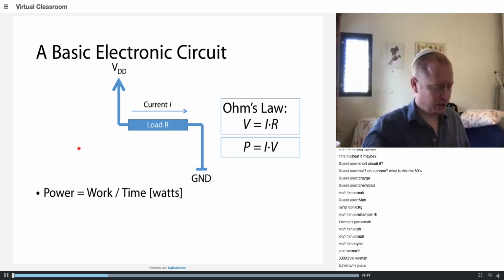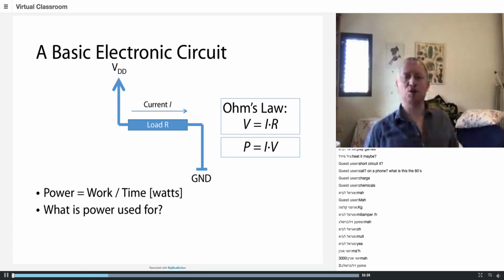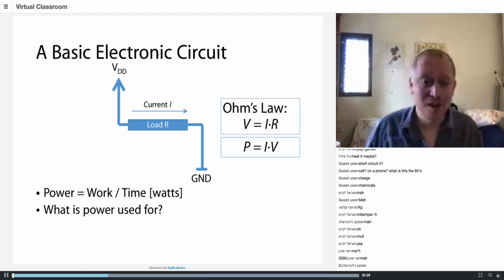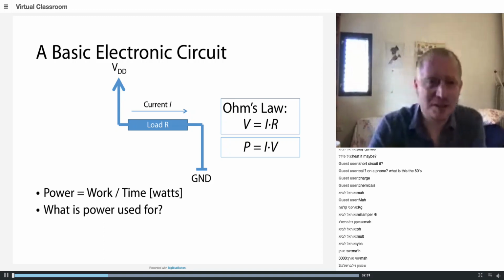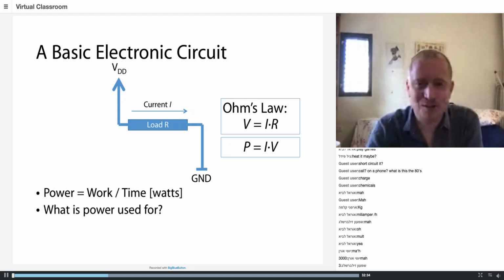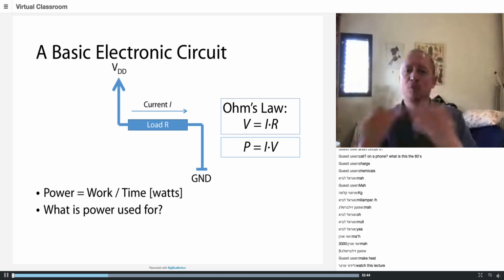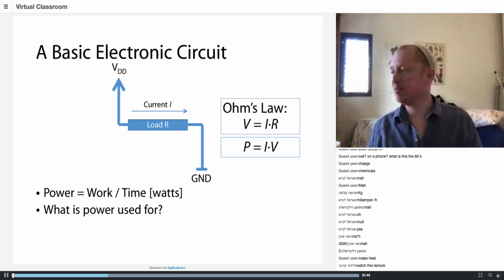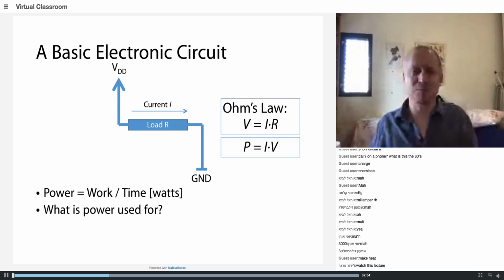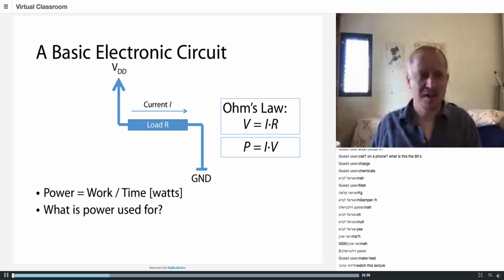So what do we use power for? What things can I do with electricity? What kind of work can I do with electricity? Can anybody suggest? Okay, so I can make heat, so I can do some thermal work, right? Thermal work means that I'm making things hotter. Sometimes it's on purpose, if I have an oven, sometimes it's not on purpose, if my phone or my PC gets hot.